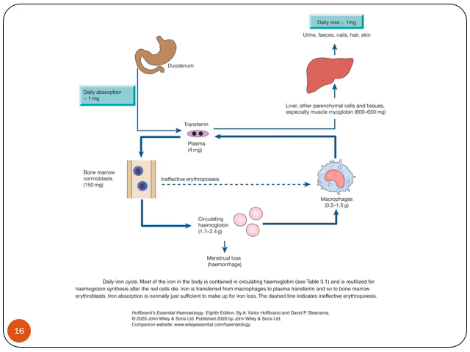Iron deficiency anemia is the main cause and the main contributor to microcytic hypochromic anemia. We have the iron cycle. Iron is mainly absorbed from the duodenum at a rate of about 1 milligram per day.